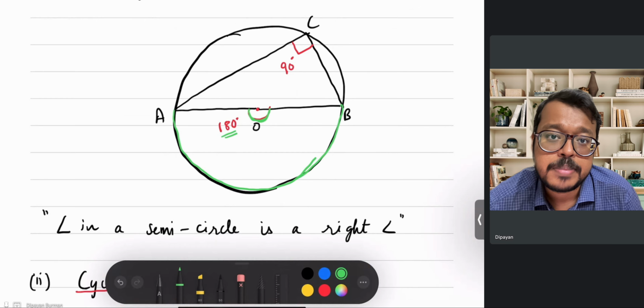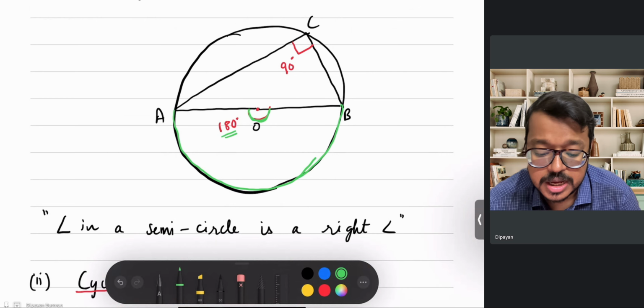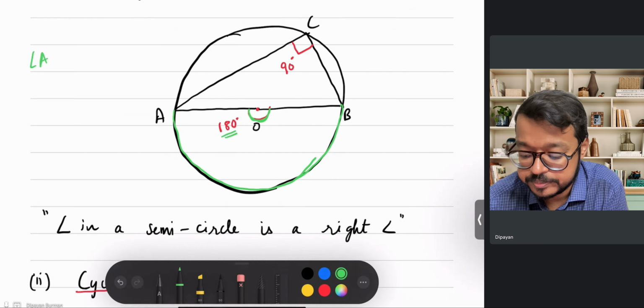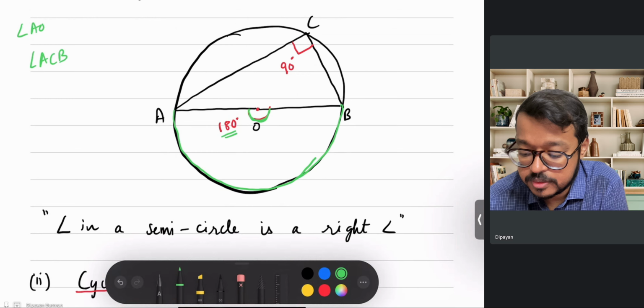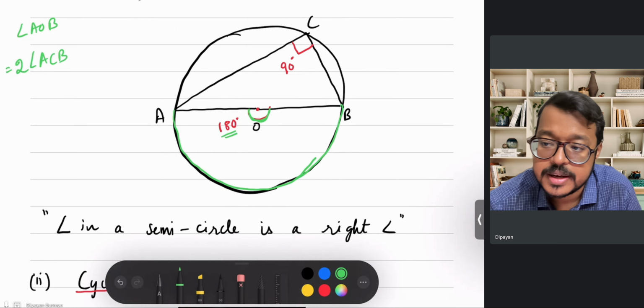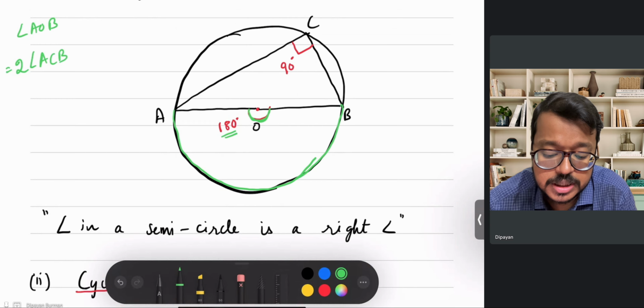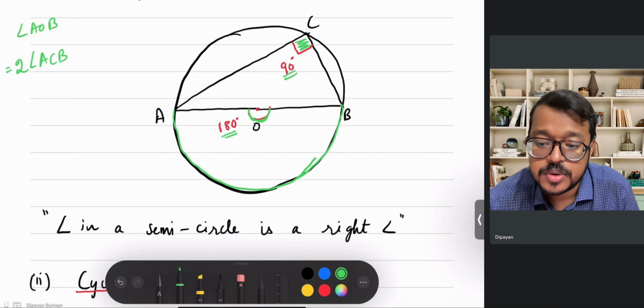Now, if I apply the first theorem that we learned today, that the angle subtended at the center is double the angle at the remaining part of the circle, then if I look at angle ACB, it is the angle subtended by arc AB at the remaining part of the circle. So AOB will be 2 times angle ACB. And I know that AOB is 180 degrees, so ACB has to be 90 degrees. So I can state this theorem as: angle in a semicircle is a right angle. So these are the three angle properties.